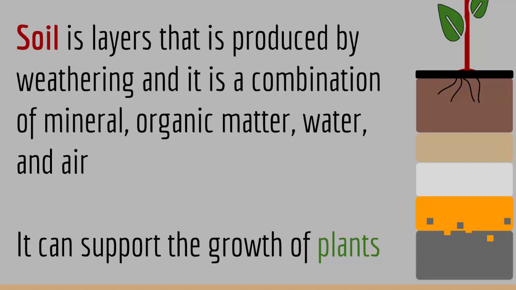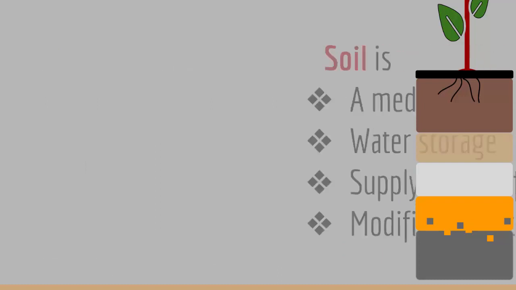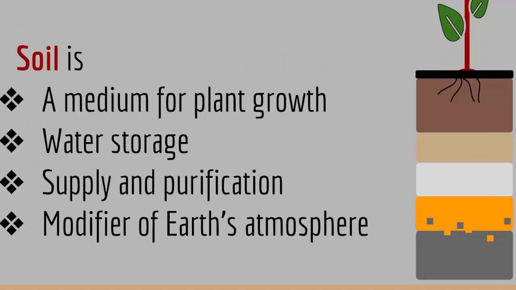One recognizable fact about soil is that it can support the growth of plants. Without this property, no human beings and no animals would be able to live on Earth. So soil is extremely important for life generally on Earth. So let's look at a couple of the uses of soil. First, as we mentioned, soil is a medium for plant growth. Besides that, soil can store water, it can supply and purify it, and finally it can modify the Earth's atmosphere. Due to exchanges between the atmosphere and soil, soil can modify the Earth's atmosphere.